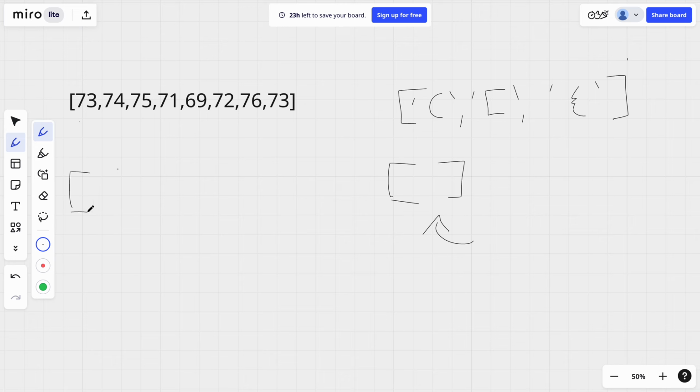So, imagine we have a little stack over here. Maybe I'll draw a pancake. So pancake at the bottom, we have 73. And then we have 74. Okay, then we have 75. Then we have 71.